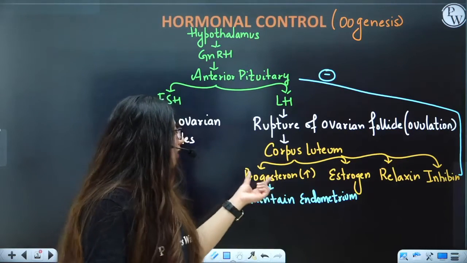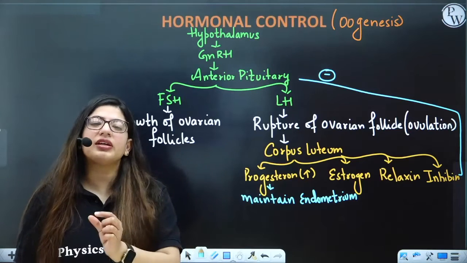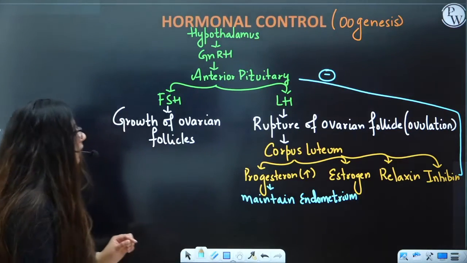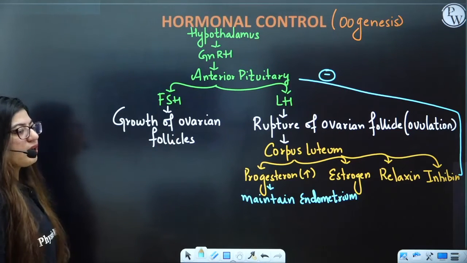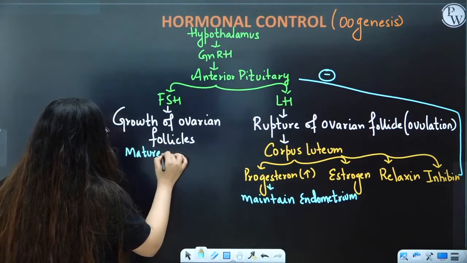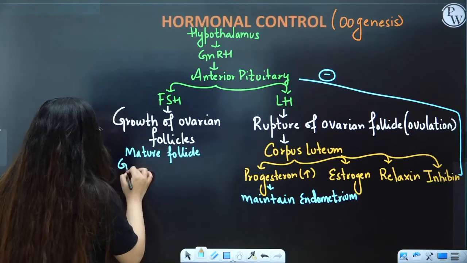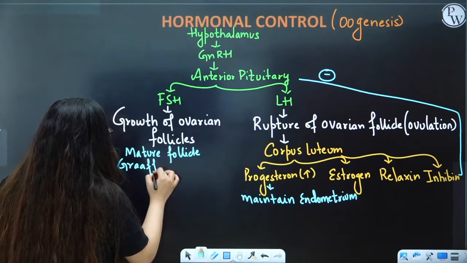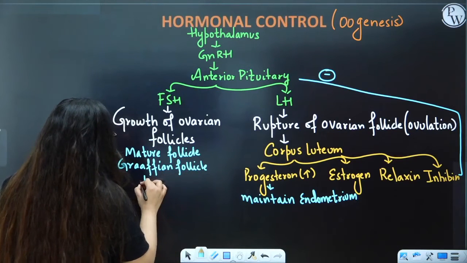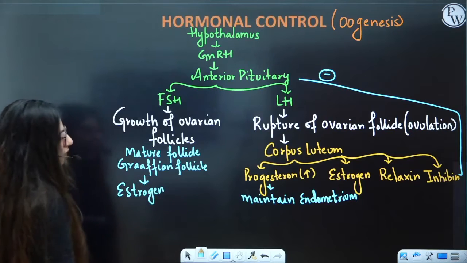Also, we say that progesterone is the main pregnancy hormone. This is the reason why progesterone is known as the main pregnancy hormone. Okay. Otherwise, these follicles, what are they producing? The mature follicle. After growth, the follicle which has matured is known as a mature follicle or Graafian follicle. This Graafian follicle will produce a high amount of estrogen. It is a source of estrogen. So estrogen and progesterone are the main female hormones.